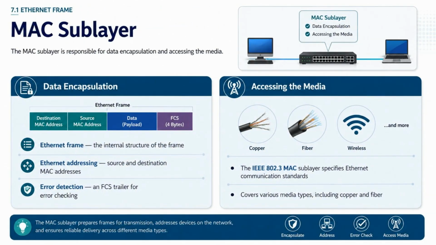The MAC sublayer has two jobs: data encapsulation, building the actual Ethernet frame, handling source/destination MAC addressing, and the FCS trailer for error detection, and accessing the media. The 802.3 standard covers various physical media types, both copper and fiber. This is the sublayer that actually builds what goes out on the wire.